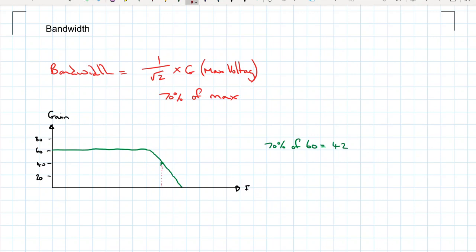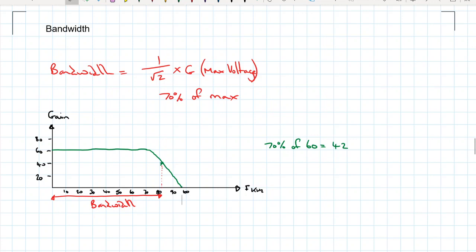So therefore, coming down here, that then would be our bandwidth. So we could read off there, so what's that, something like around about 80 kilohertz, sorry, about 82 kilohertz. Okay, 82 kilohertz. And we could do exactly the same thing in reverse.